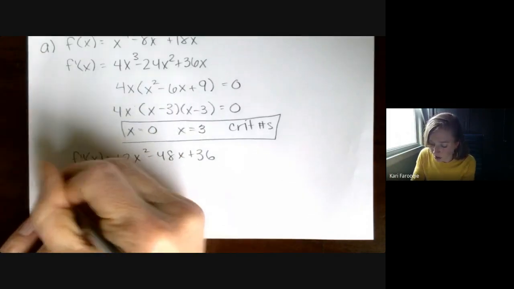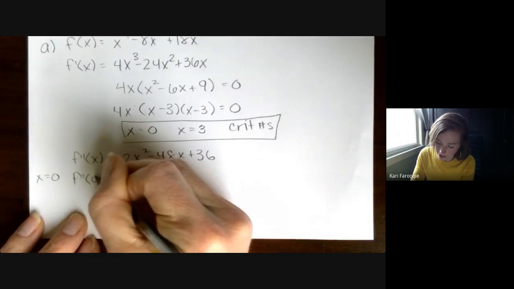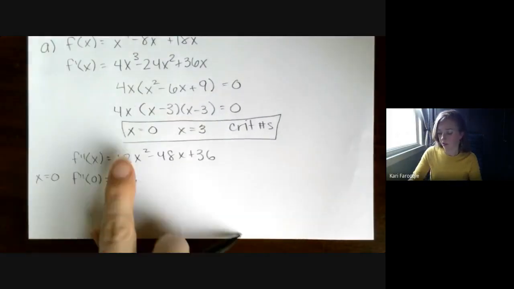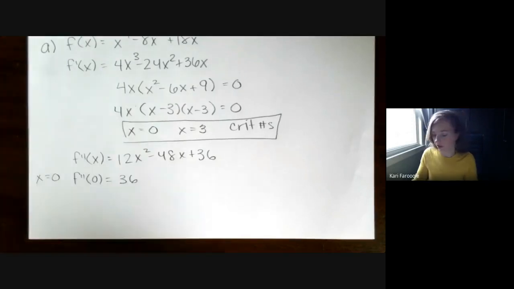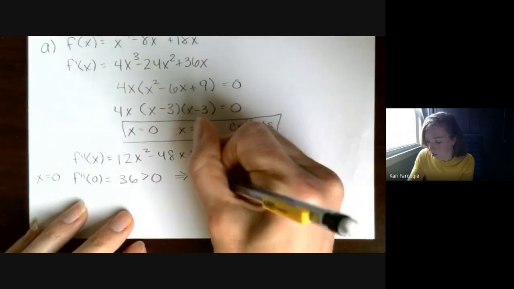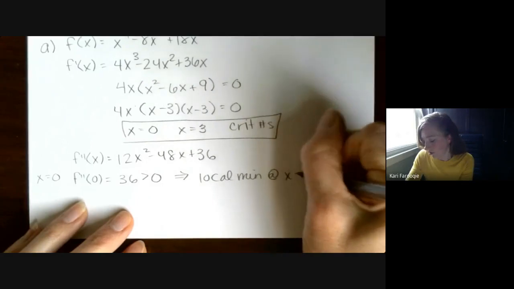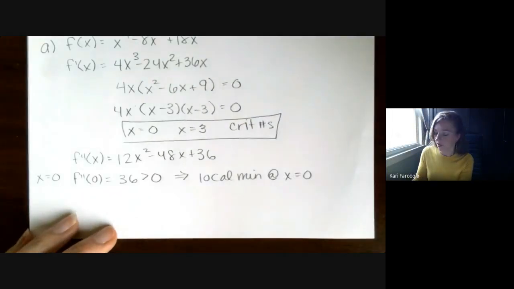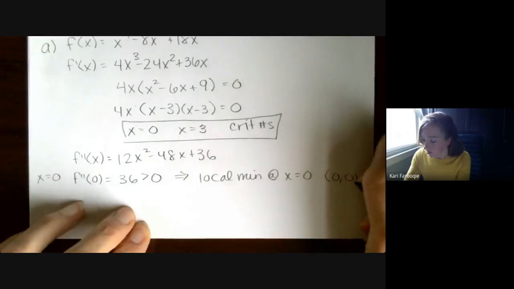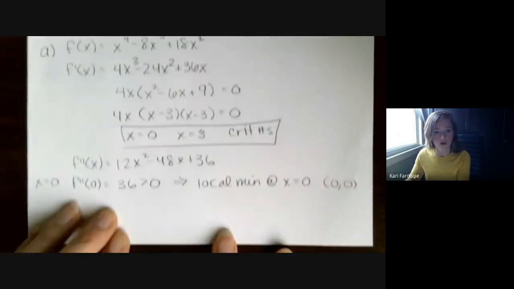Okay, so I'm going to take first my critical number at x equals 0. Doesn't matter which one you do first. And I'll get 36, because 0 plus 0 plus 36. This is greater than 0. That means that I have a local minimum at x equals 0. And the point would be 0, f of 0. F of 0 is actually 0 in this case, because f of x only has variables in every term.